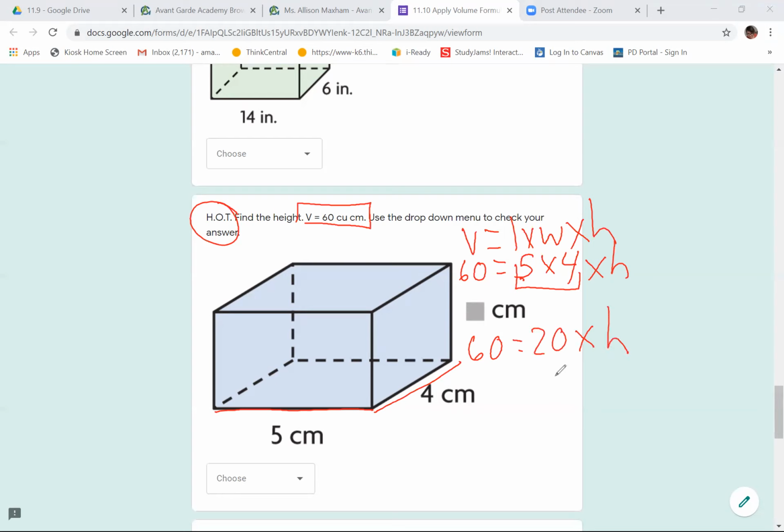So here I have an equation that I need to solve. And I have an equation that has a variable. It's called a variable because it can change. The last problem, it was what, 4 and 1/9 or something? And now it's going to be what? What number times 20 equals 60? It's going to be 3, right? Because 20 times 3 times 0 is 0. It's 60. So H equals 3.